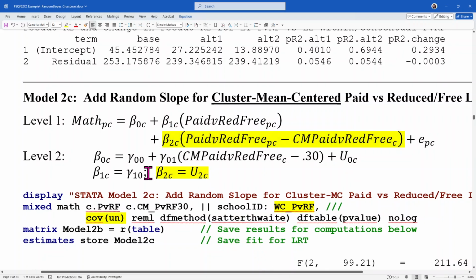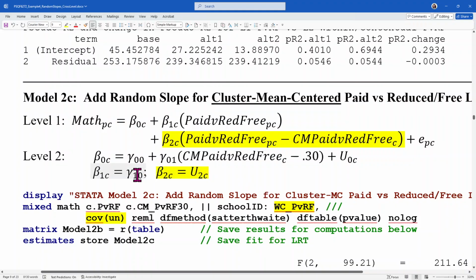Ergo, we get to this crazy looking thing. So I have left beta 1, and I have left the fixed slope for it. So this fixed slope is going to be within, this one is going to be contextual, just as it was before. Rather than add the random slope to the original uncentered level 1 predictor, I am adding in a cluster mean centered version, but I'm not giving it a fixed effect. I'm only giving it a random effect. So it works out the same as you would expect.